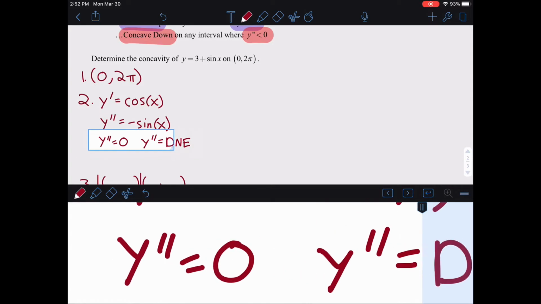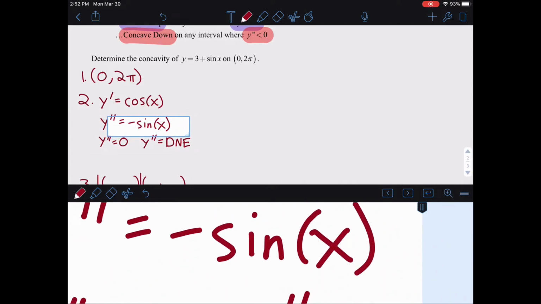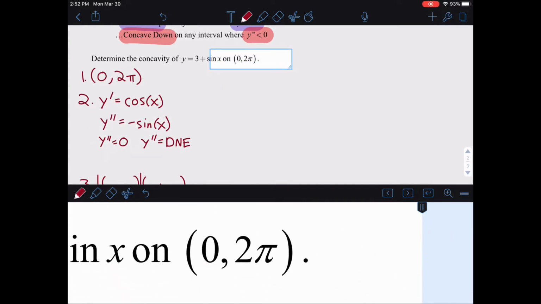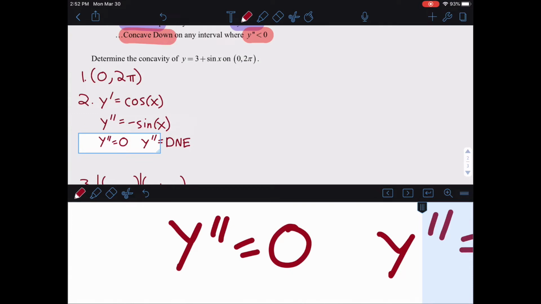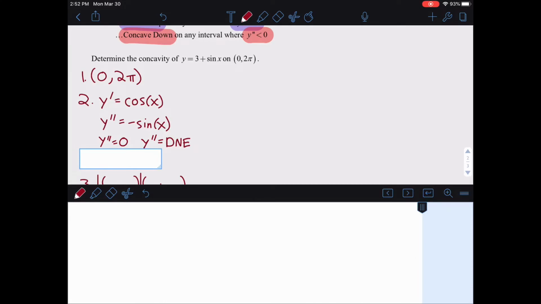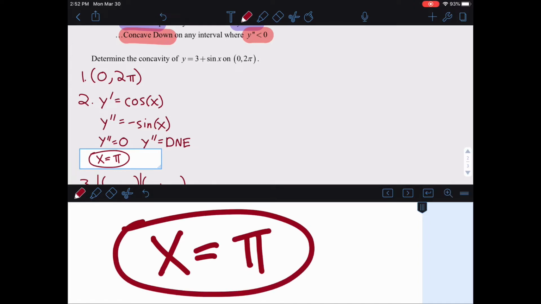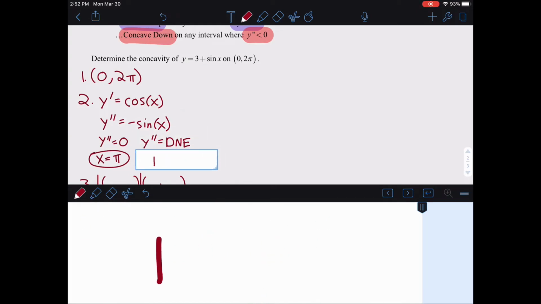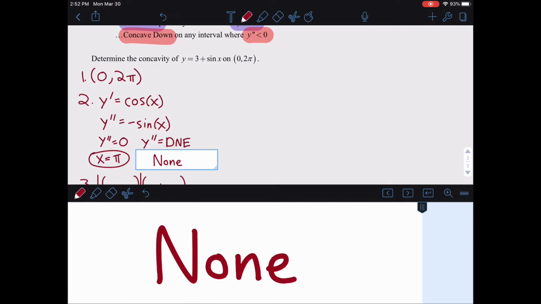So from 0 to 2 pi, where is negative sine going to equal 0? So remember, 0 and 2 pi are not included because sine of 0 is 0, sine of 2 pi is also 0, but we don't want to include any of those, and so we only get x equals pi. Now normally I write CN next to this before I circle it, but this is not a critical number, right? This is a possible place that the concavity could change. Okay, and now is any x value going to make sine not exist? Nope, sine always exists. So none for that.